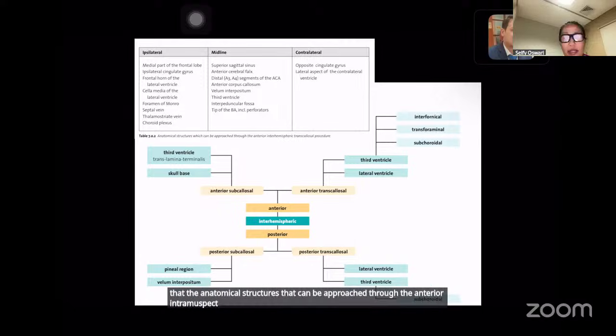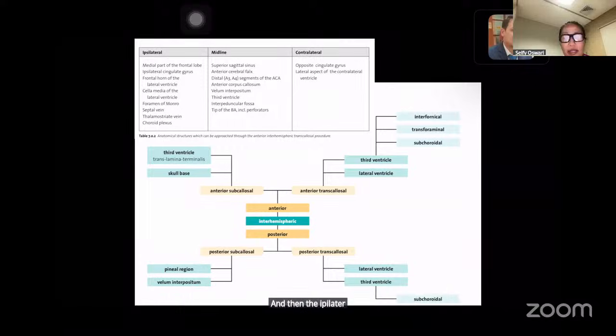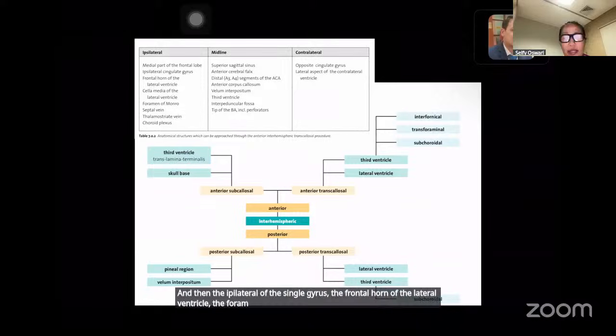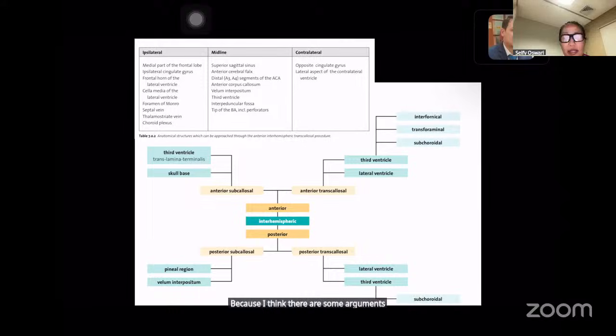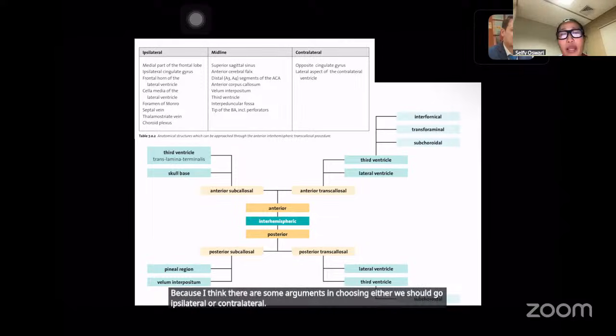There are also anatomical structures that can be approached through the anterior interhemispheric transcallosal route. On the ipsilateral side are the medial part of the frontal lobe, the ipsilateral cingulate gyrus, the frontal horn of the lateral ventricle, the foramen of Monro, the septal vein, the thalamostriate vein, and the choroid plexus. The contralateral side includes the opposite cingulate gyrus and the lateral aspect of the contralateral ventricle. We will discuss this further because there are some arguments about choosing either ipsilateral or contralateral.